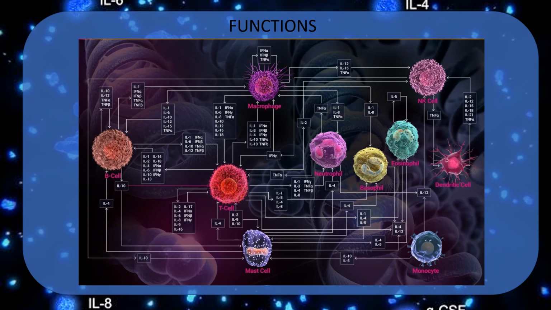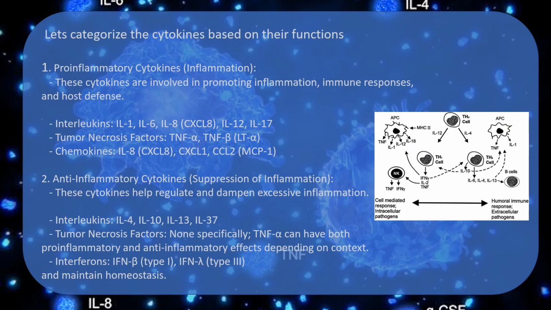This is the overall view of cytokines which are doing their functions in each cell. Let's categorize the cytokines based on their functions. First one is pro-inflammatory cytokines. These cytokines are involved in promoting inflammation, immune response, and host defense. Interleukin examples are interleukins 1, 6, 8, 12, 17. Tumor necrosis factor alpha and beta. Chemokines IL-8, CXCL8, CXCL1, CXCL2.